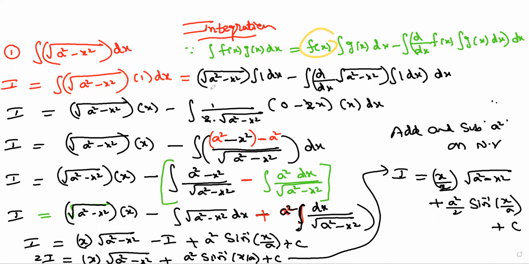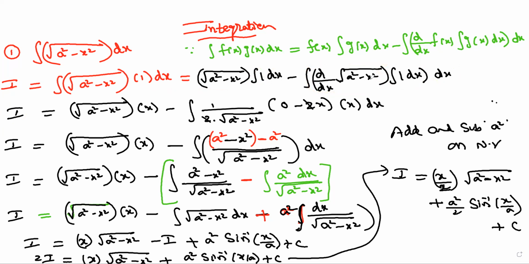Here, f of x is root a square minus x square, integral 1 dx, minus integration of derivative of root under a square minus x square, the first function, into integration of the second function, whole dx. So let us take the statement I is equal to root under a square minus x square into 1 dx; the value we get is x. Derivative and integration get cancelled. Minus, the derivative of the root function gives 1 by 2 root of a square minus x square.